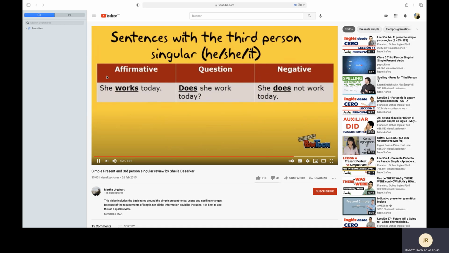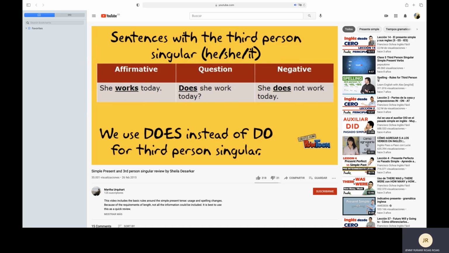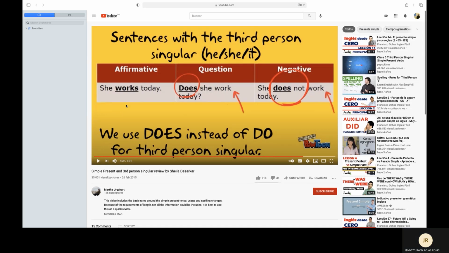For sentences with the third person singular, we use does instead of do. The sentence, she works today, becomes, does she work today? She does not work today. Entonces llegamos acá a la parte de las terceras personas del singular.